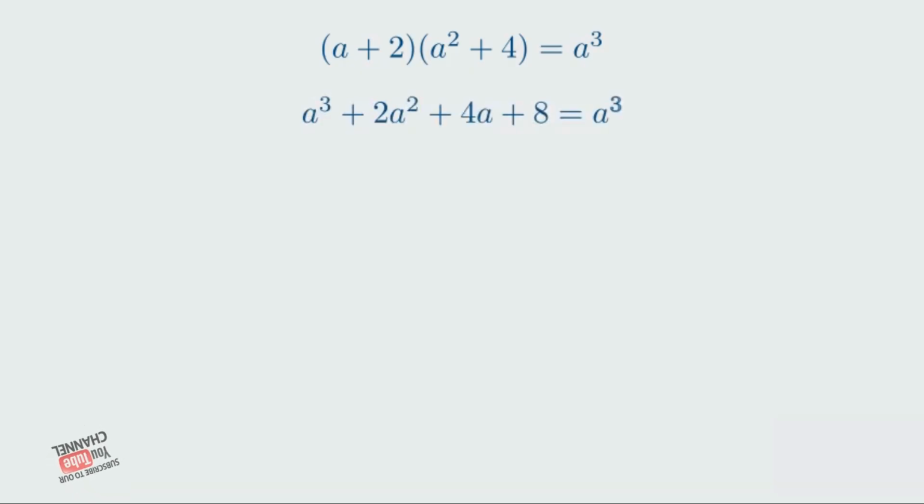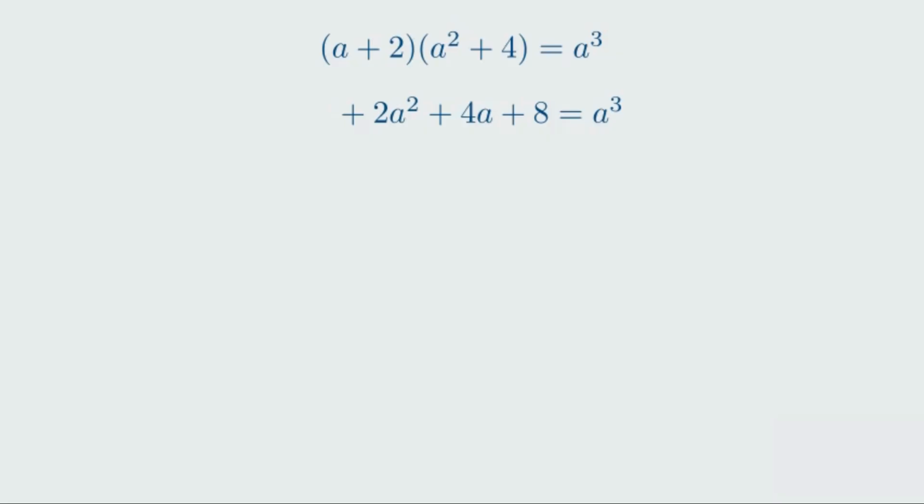The equation is now a^3 + 2a^2 + 4a + 8 = a^3. This looks promising. Notice that we have an a^3 term on both sides of the equation. If we subtract a^3 from both sides, these terms cancel out, simplifying our equation even further.